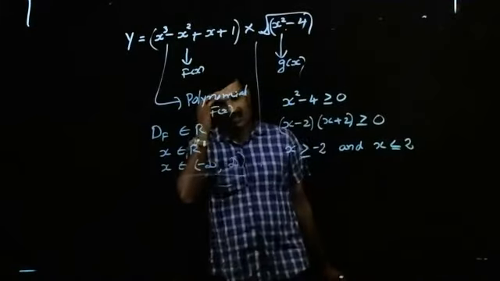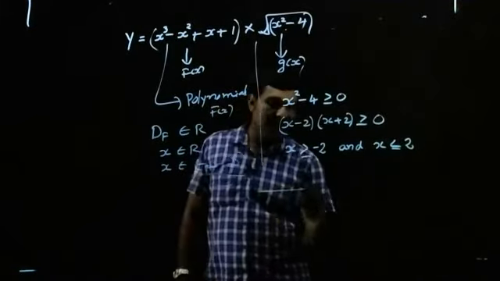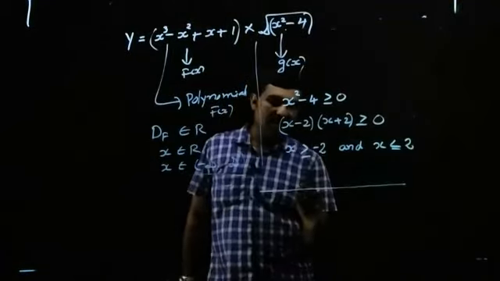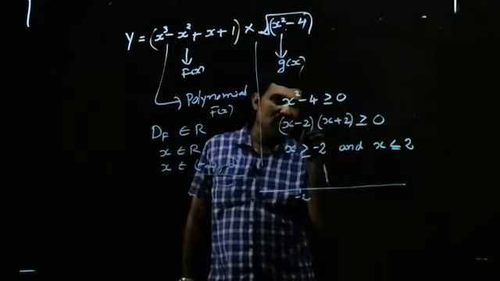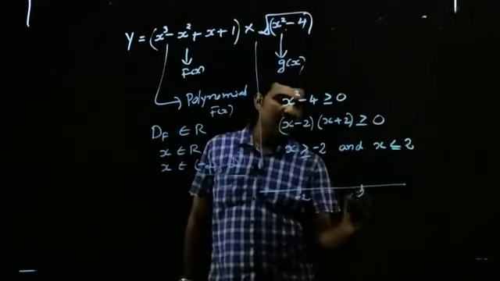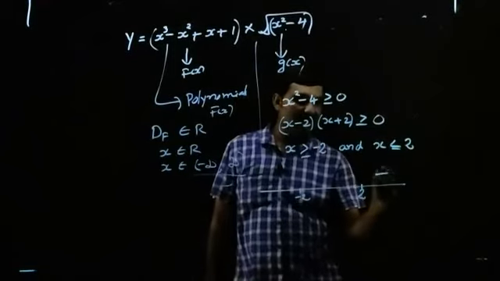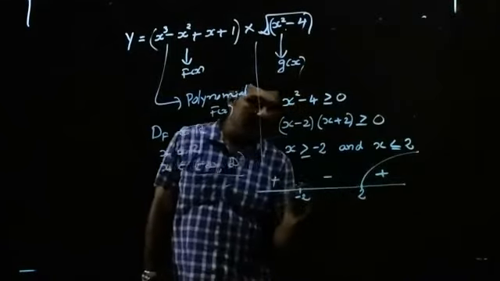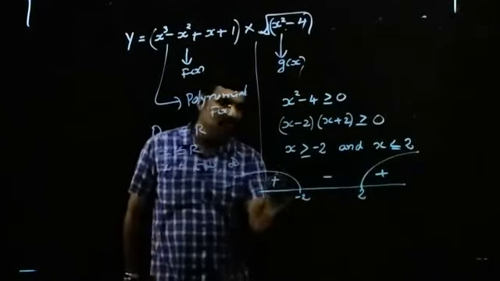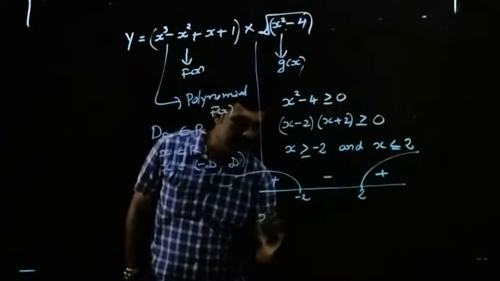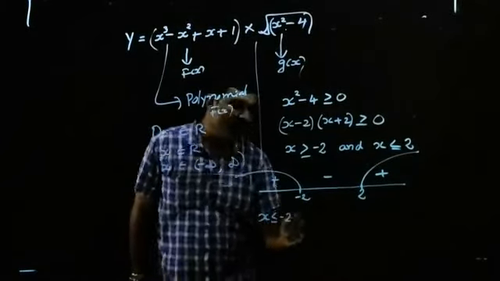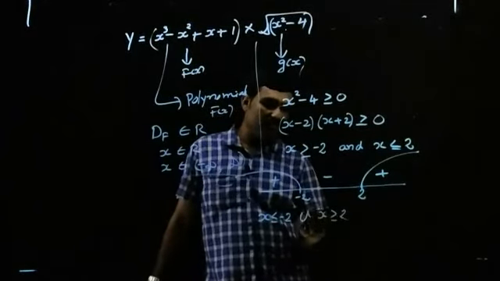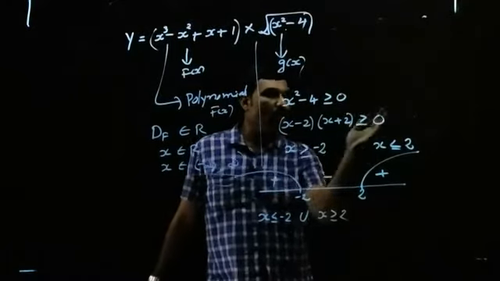This is the solution. By using the wavy curve method, we can solve this inequality by marking these points on the number line. I am marking minus 2 here. This x is minus 2 and x is equal to 2, right? Now, starting from here, this is plus, minus, plus. So this region is positive and this region is also positive. So this is positive for x less than or equal to minus 2, union x greater than or equal to 2. Okay, union. Here it is OR operation, right?